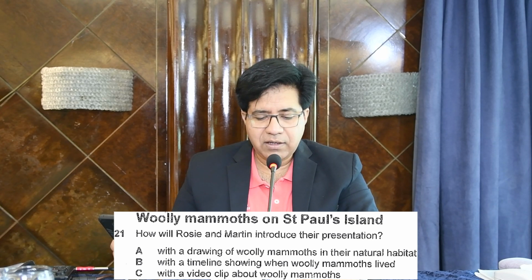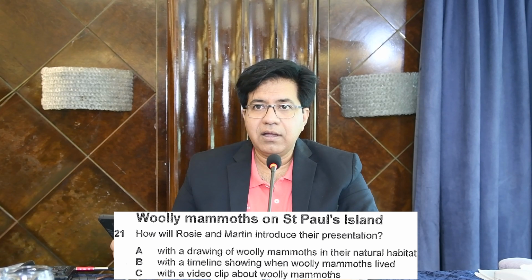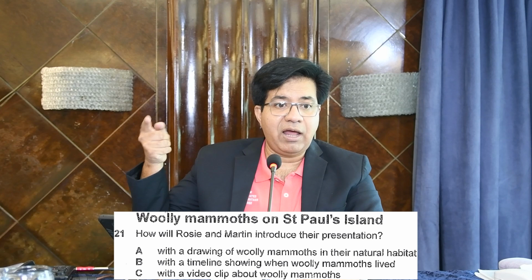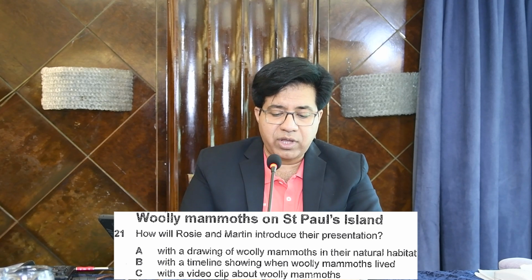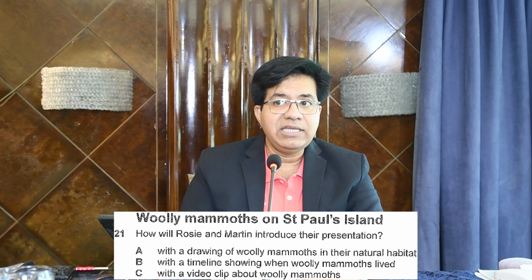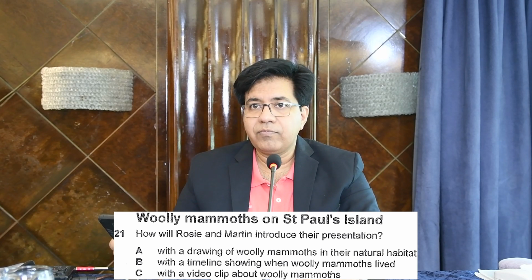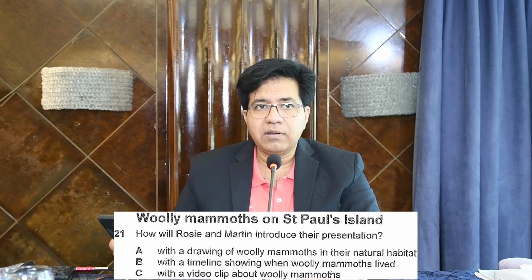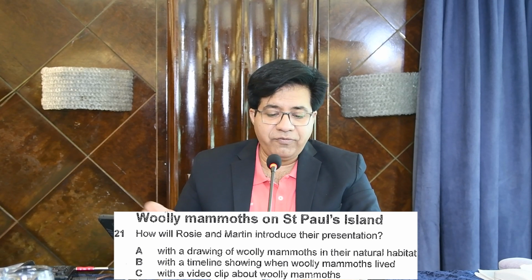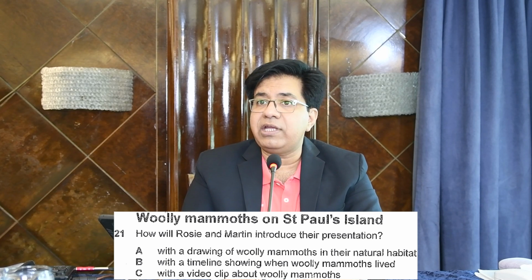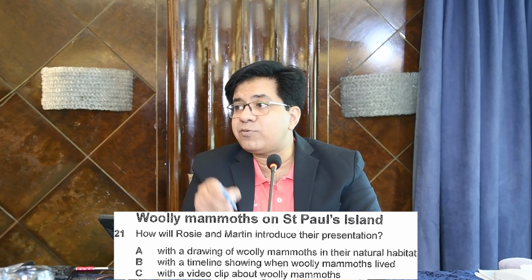Or we could have a diagram. It could be a timeline to show... Or we could have a diagram. It could have the timeline. Now, diagram is not a drawing of woolly mammoth in their natural habitat. She said diagram and the timeline, and they lived, with illustrations. Or we could just show a drawing of them walking in the ice. That is option A. Drawing of woolly mammoth in their natural habitat. Natural habitat is walking in the ice.